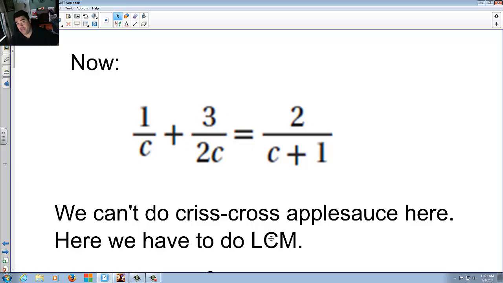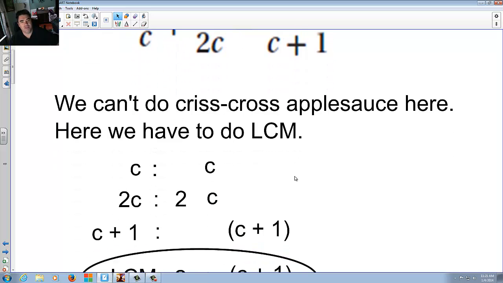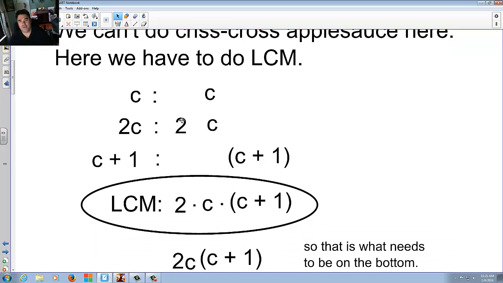So we have to find the least common multiple. So you have to find between c, 2c, and c plus 1. Remember before how we lined them up. C is just a C. 2C is a 2 and a C. C plus 1 you can't break down because that's in its own thing, so it sits on the side. So you're going to have a 2, you're going to have a C, and C plus 1.